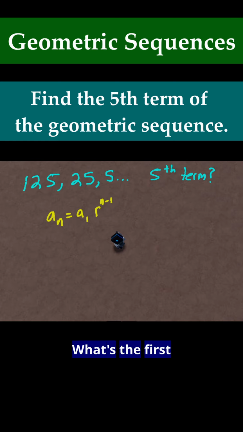So a of 1 is pretty easy. What's the first number I gave you in this sequence? That's 125. What is r? Well, on visual inspection, you might realize it's 1/5, but let's say you can't figure that out instantly.